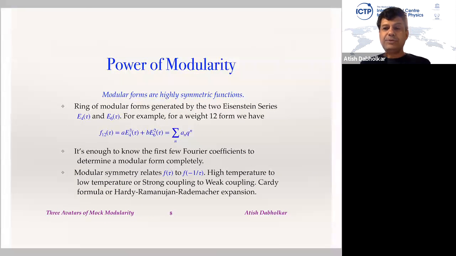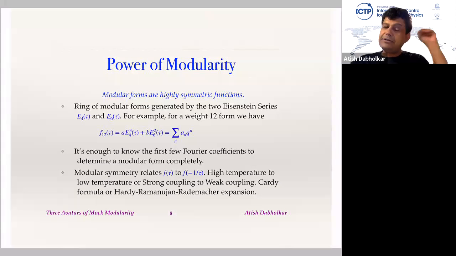And it's not just because it's some nice fancy symmetry, it's really a very powerful symmetry. Modular forms are highly symmetric functions. And one of the important theorems, I'm going to quickly remind you, since maybe not everybody here is trained in worldsheet string theory in the same way they were a few years ago. The ring of modular forms is generated by just two functions. They are called the Eisenstein series, E4(tau) and E6(tau), where E4 has weight 4 and E6 has weight 6.